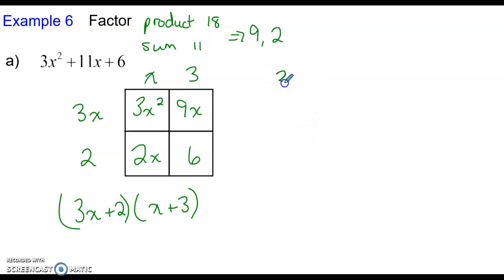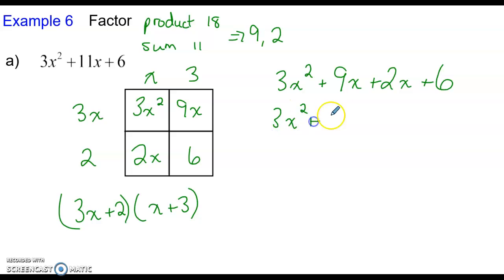Using decomposition, I'm going to rewrite my polynomial. Instead of saying plus 11x, I'm going to say plus 9x plus 2x plus 6, because if I added those two middle terms, I'd get back to my original polynomial. Then I'm going to put in my brackets. And I'm going to look for the common factors in each bracket.